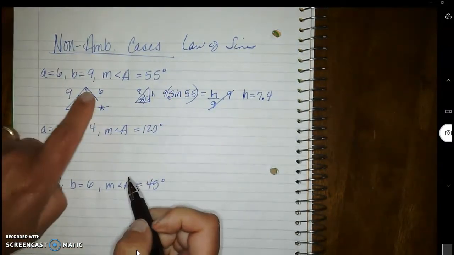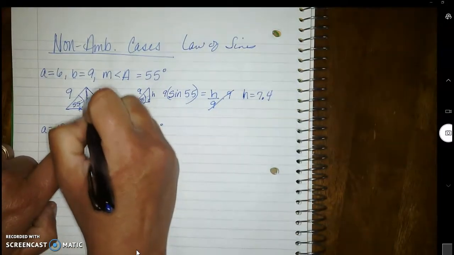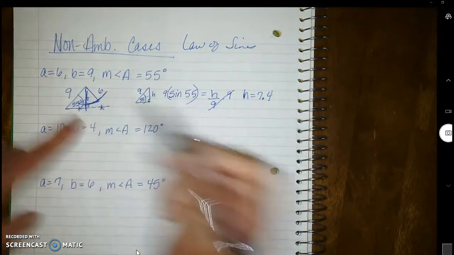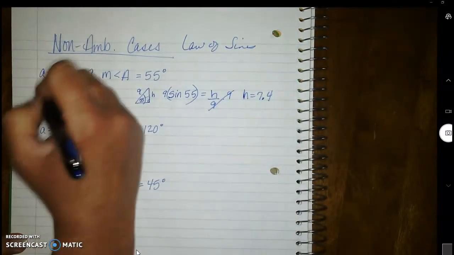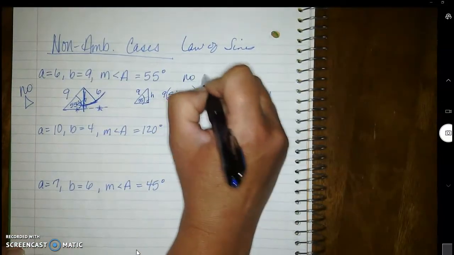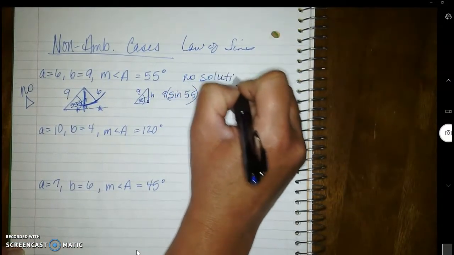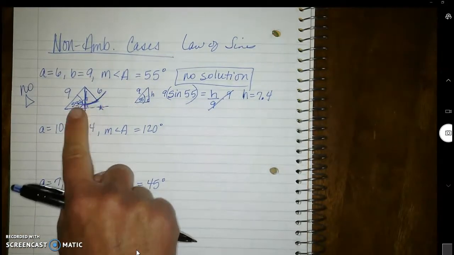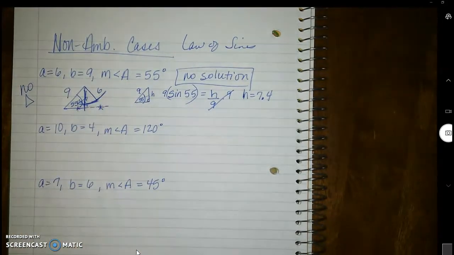And it looks like since my height is 7.4, my opposite side is too short. It's going to swing and never touch at all. So this one has no triangle at all, or you can also say no solution. Okay, so that's that first one. So again, the height was bigger than side a, which is opposite of the 55, so it's never going to touch.